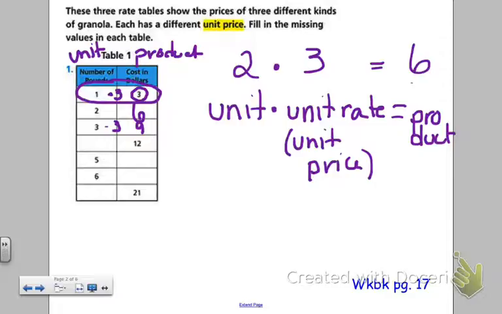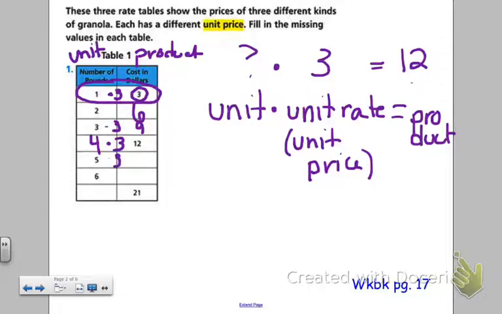This one's different because now we have the product and we have to figure out the unit in this case. Does it make sense to be 4? Probably, because it looks like that's our order, but let's double check. 12 is our product, 3 is the unit price, so what number times 3 gives you 12? And that would be 4. That must be the cost for 4 pounds.